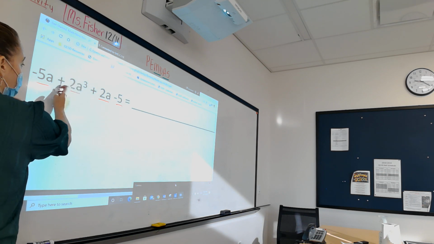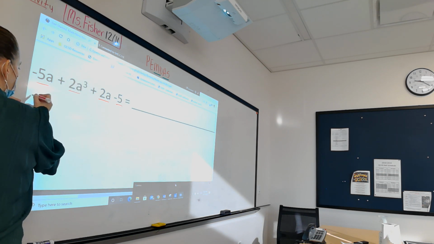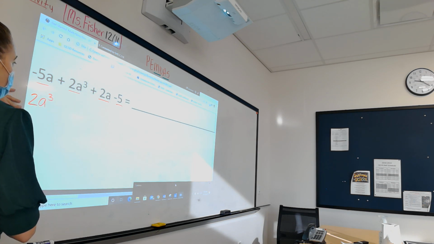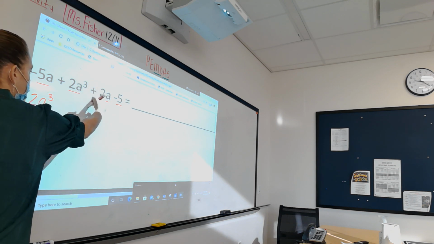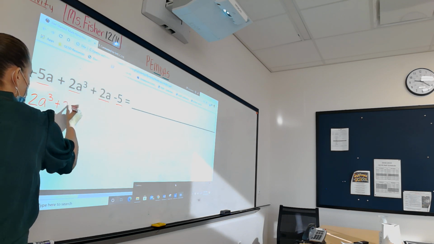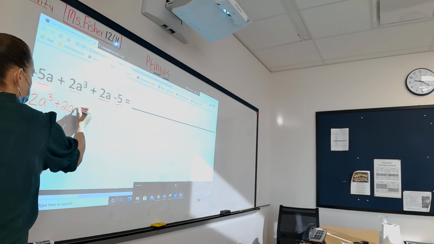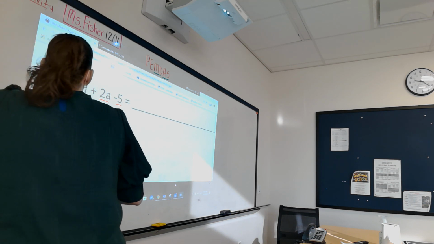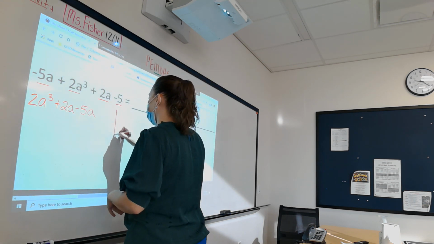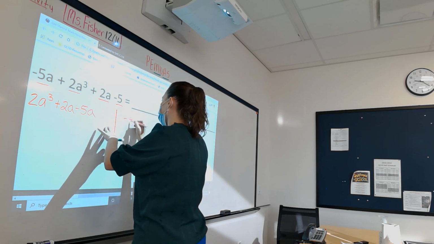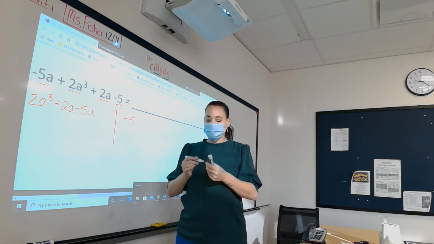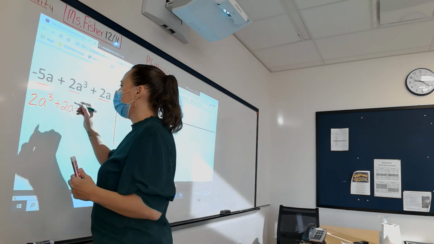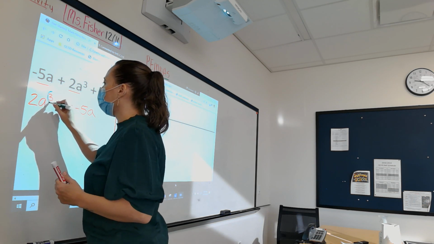So I have positive 2a cubed. So I'm going to put 2a cubed. Then I can say plus 2a minus 5a. Okay? They're all my variable terms. Separate it. Minus 5. Okay? Again, this is a 3 coefficient.